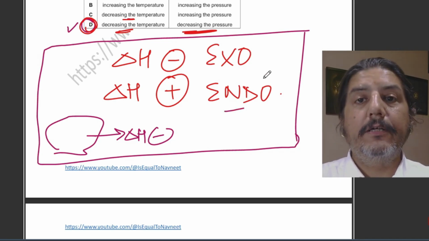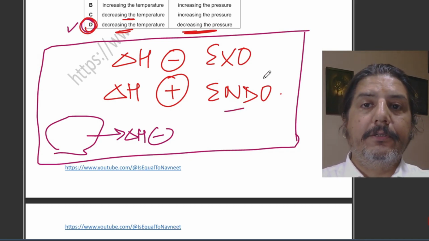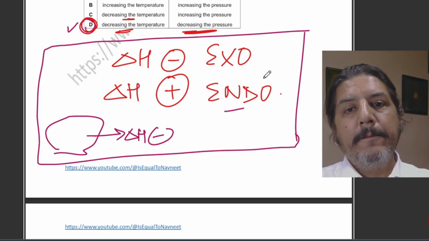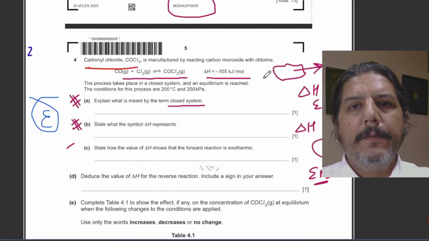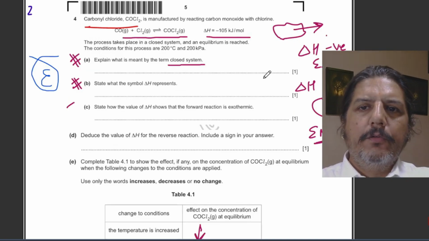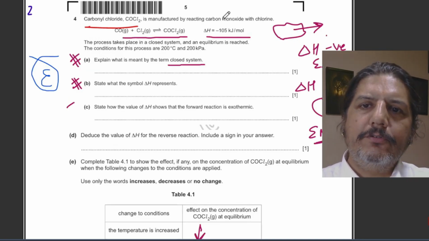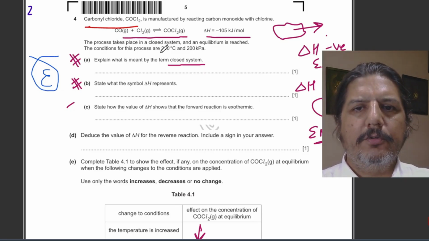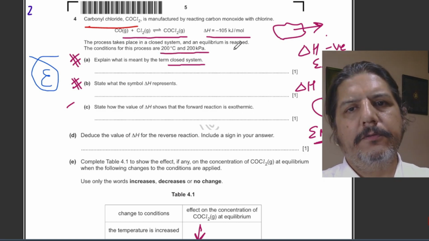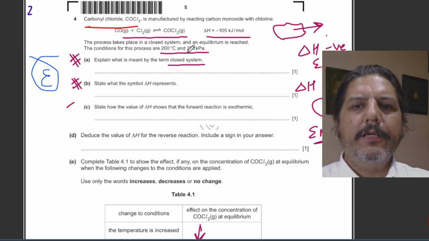You would have read this in the chemical energetics chapter. I have done a detailed lecture on that. You'll see the link of the lecture in the comment section or in the description box. Do have a look at that. So delta H is negative implies this is an exothermic reaction. Now let's look at the question. The process takes place in a closed system, and equilibrium is reached. The conditions for the process are 200 degrees Celsius and 200 kilopascals. The question asks to explain what is meant by a closed system.